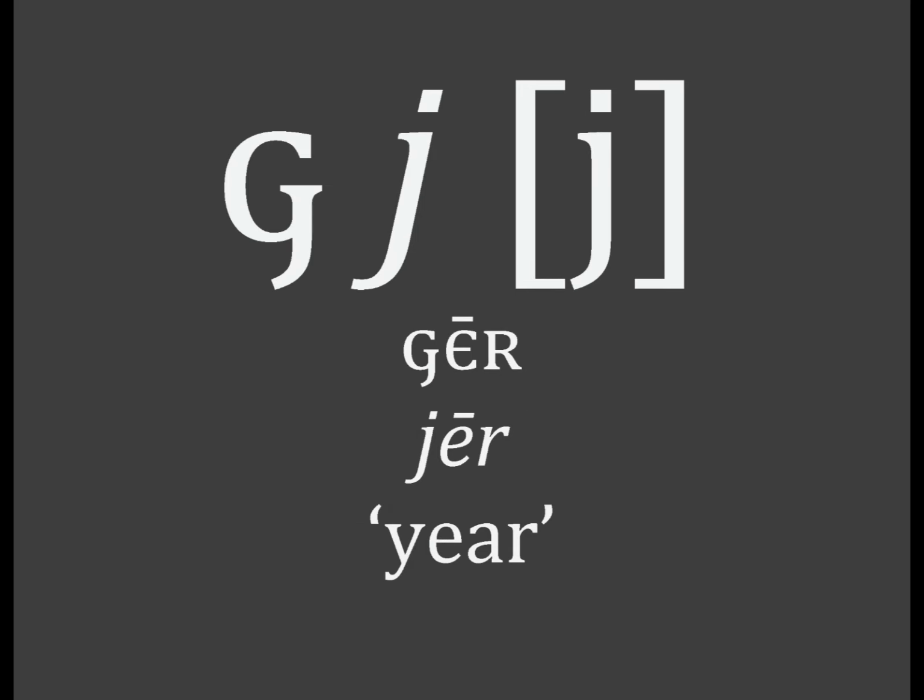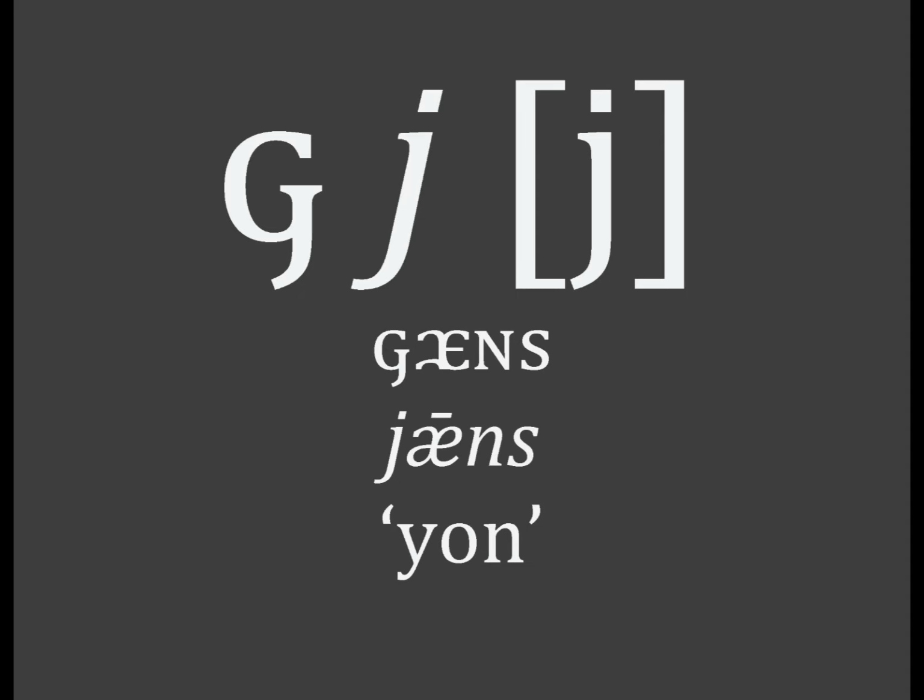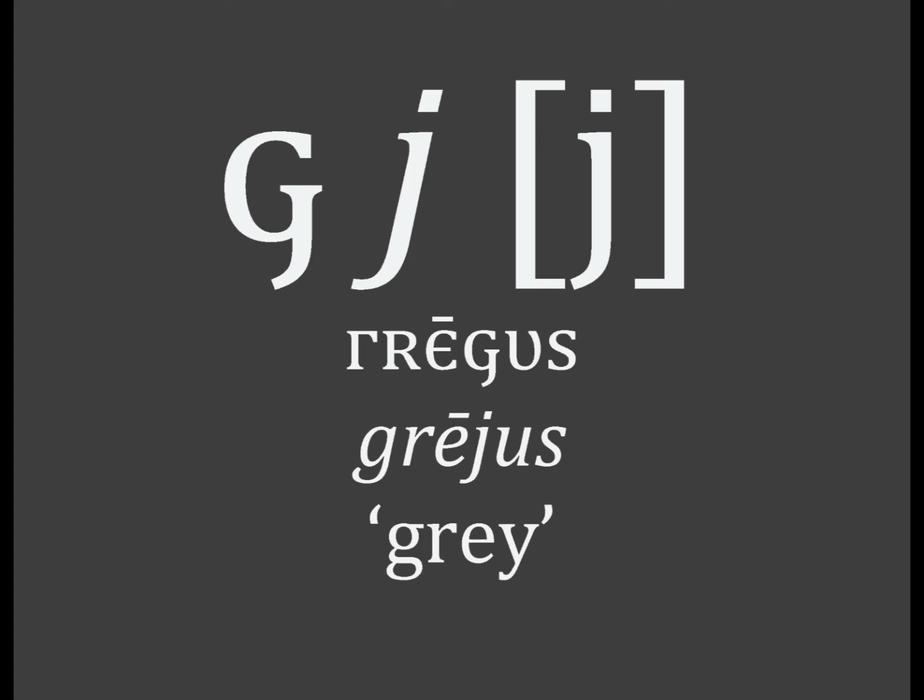Yair means year. It is a palatal glide, pronounced like the Y in yes. It is transliterated as the letter J. It never occurs at the end of a word. Yains means that, or that thing over there, yonder. Graius, gray.